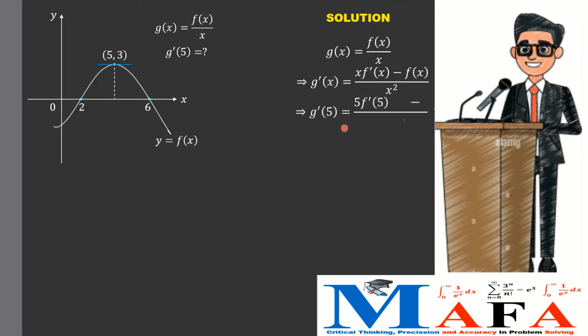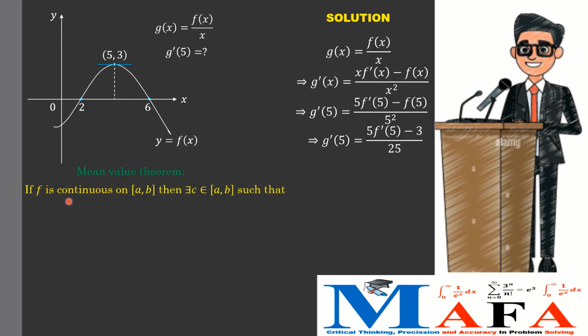From there we need g prime of 5, which is 5 times f prime of 5 minus f of 5, divided by 5 squared. But since 5 squared is 25, we write 5 squared as 25. Now we need to look for f prime of 5, so we use the so-called mean value theorem. It says that if a function f is continuous on an interval [a, b], then there exists a certain constant c such that f prime of c is equal to f of b minus f of a, divided by b minus a.